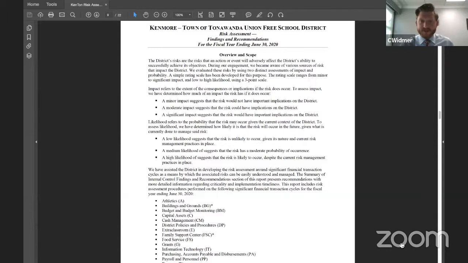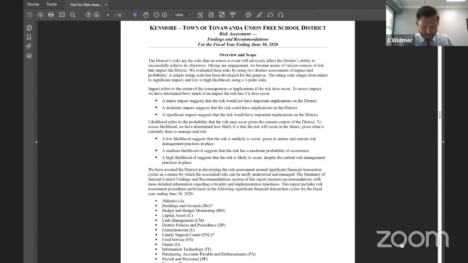Also, during the risk assessment phase, we take a look at, were there any prior year findings or recommendations that have been communicated to the district, and ask what's the current status of those. So have they been addressed, or do those previously identified risks still exist?